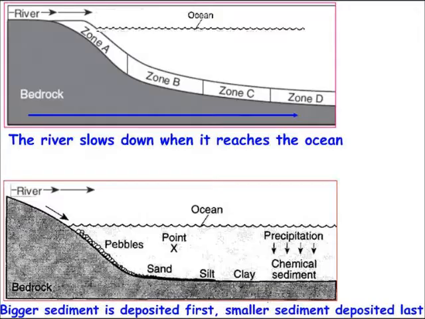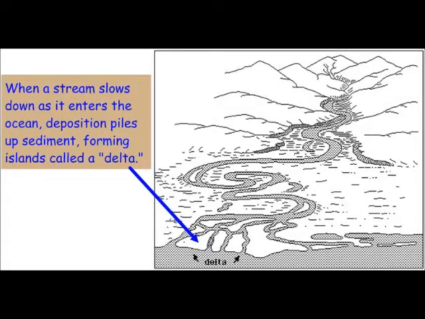So the first way this could happen is if you change the slope of the landscape, and basically as the slope decreases, it becomes flatter. It first drops off the heaviest particles, then the lighter ones, and then finally the lightest ones. So first the gravel, then the sand, and then the silt and clay. When a stream slows down as it enters the ocean, deposition can pile up, forming little islands called a delta at the mouth of a river.